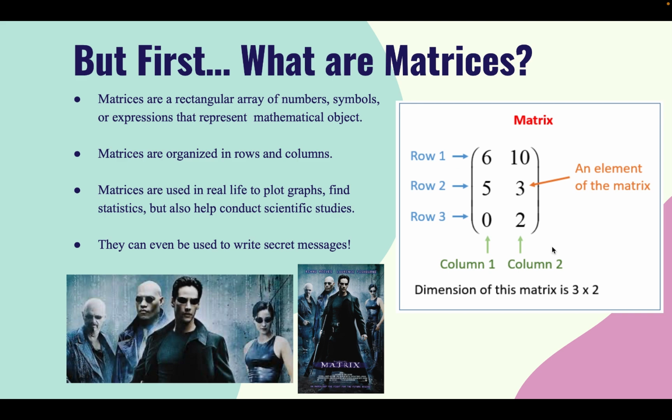For example, in this matrix here, you have 3 rows, 1, 2, 3, and 2 columns, 1, 2. So these show the number of rows and these show the number of columns, which is why we can say that the dimension of this matrix is 3 by 2 or 3 times 2. But why can't we say it's 2 times 3? This is because the number of rows always comes first when defining a matrix. So we can't say that this is a 2 by 3 matrix.